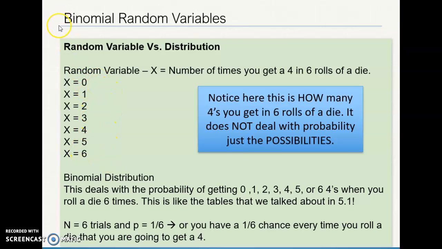So you want to be careful with the difference between the random variable and the distribution. Now let's take a look at the distribution. The distribution deals with the probability of getting a 0, 1, 2, 3, 4, 5, or 6 4s whenever you roll a dice. This is more like the tables that we talked about in section 5.1. We made the tables and then gave the probabilities. So in this case, n is equal to 6. My probability is 1/6. And you have a 1/6 chance every time you roll a dice that you're going to get a 4. This is the distribution, n and p. 6 trials, probability of success, or getting a 4, is 1 out of 6. The random variable is just defining what you're doing. It's not talking about the probabilities.